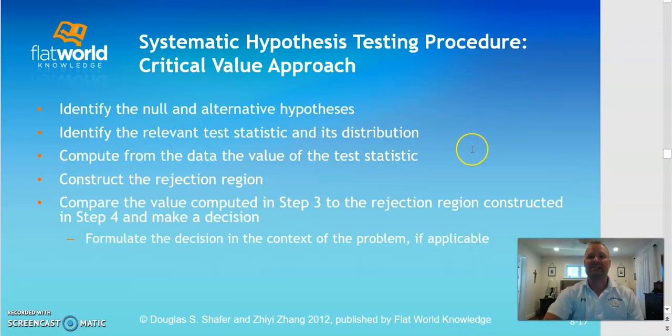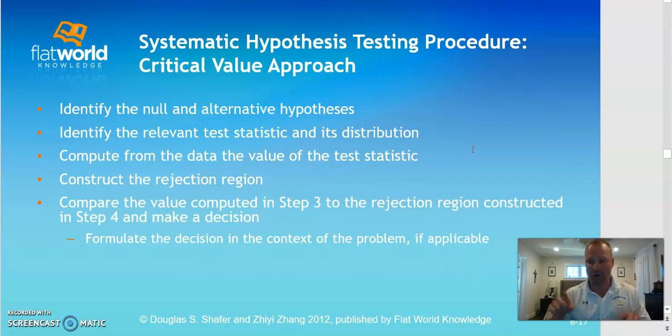Okay, so systematic hypothesis testing procedures and the critical value approach. This is our 5-step approach. First, we want to identify the null and alternative hypothesis. Next, we'll identify the relevant test statistic and its distribution. Next, we're going to compute from the data the value of the test statistic. We're going to go through this with an example problem so that you understand it, but knowing these steps is very, very important. Construct the rejection region.